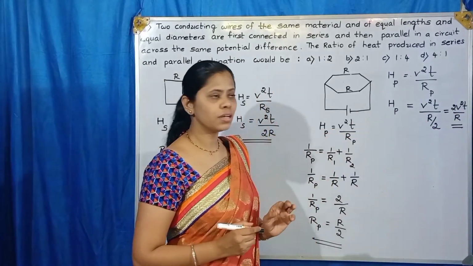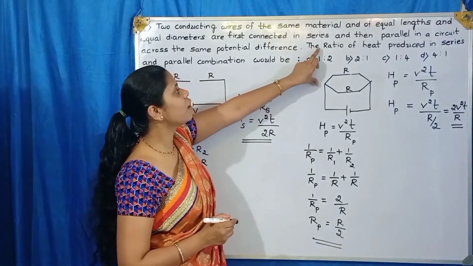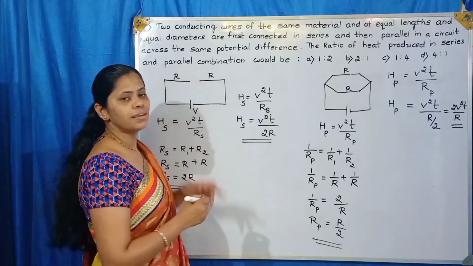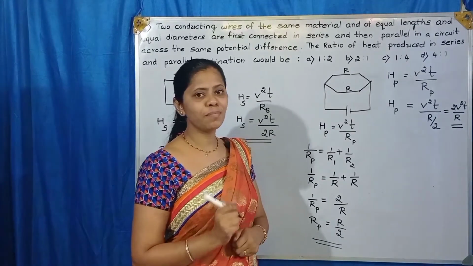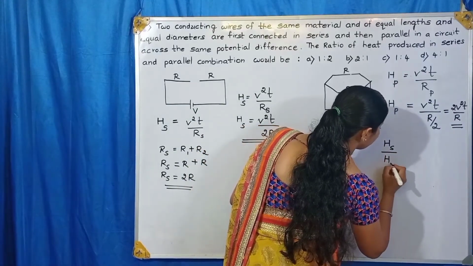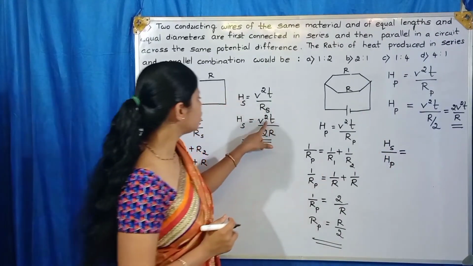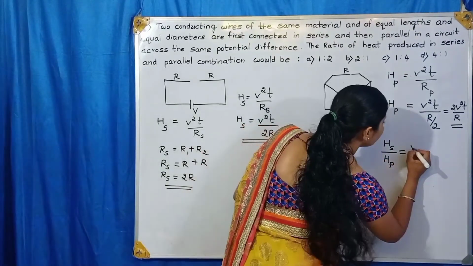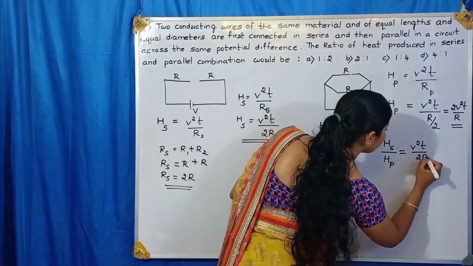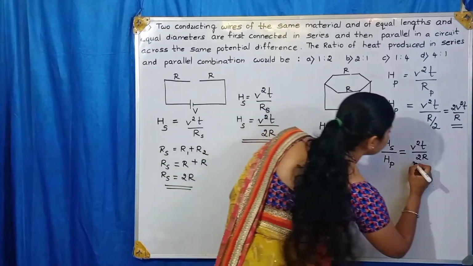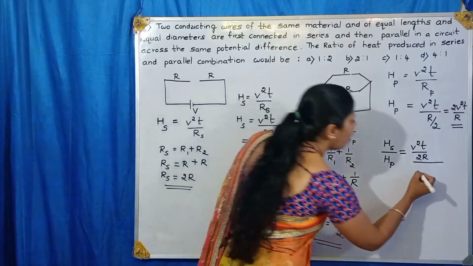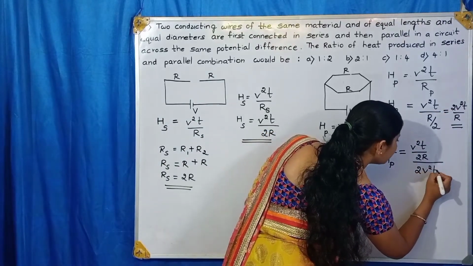Now according to the question, what we have to find out? We have to find out the ratio of heat produced in series and parallel. Means we have to find out Hs by Hp. Isn't it? Hs by Hp. Hs, that is how much? V square T divided by 2R, and whole divided by Hp. Hp is how much? 2V square T divided by R.